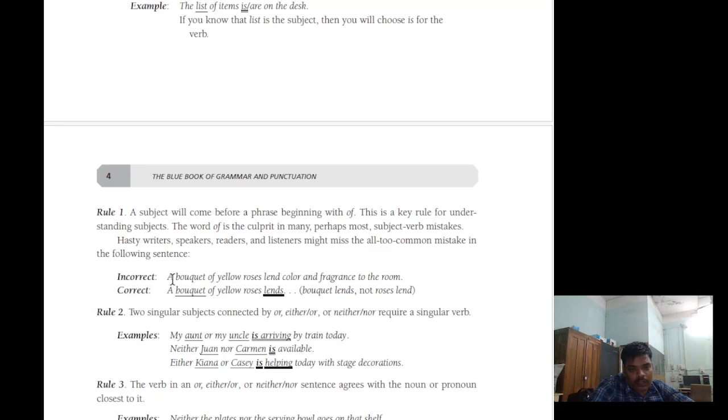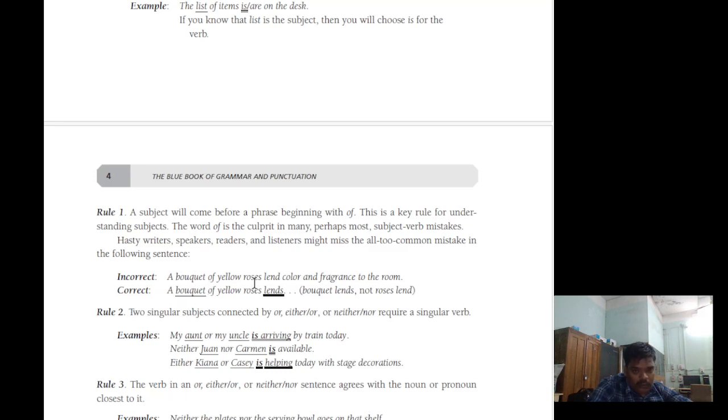A bouquet of yellow roses lend color and fragrance to the room. A bouquet of yellow roses lends. Bouquet lends, not roses lends. So here is the of. The word of is the culprit. A subject will come before a phrase beginning with of. So this is the rule for of.